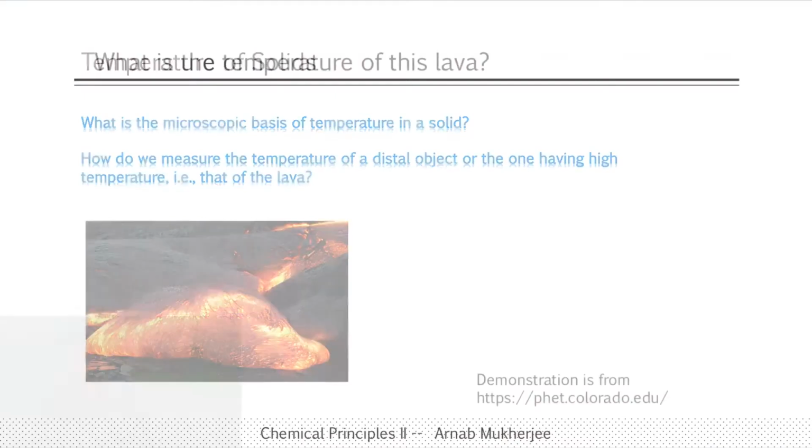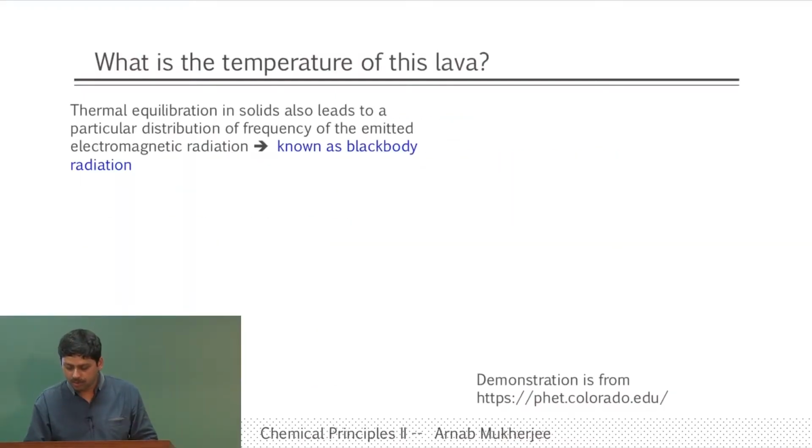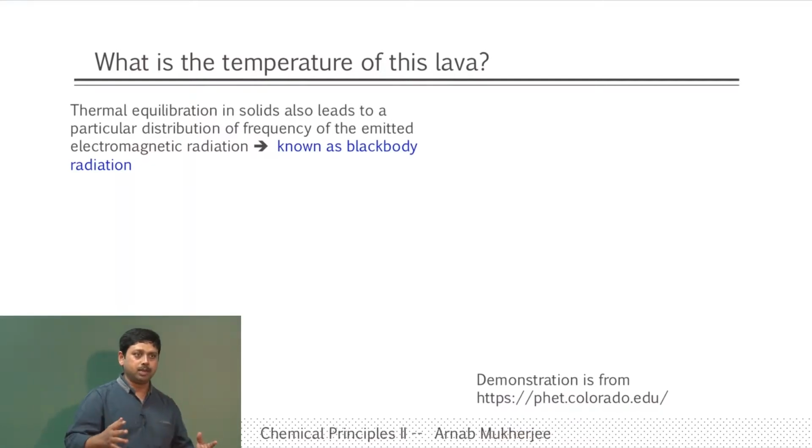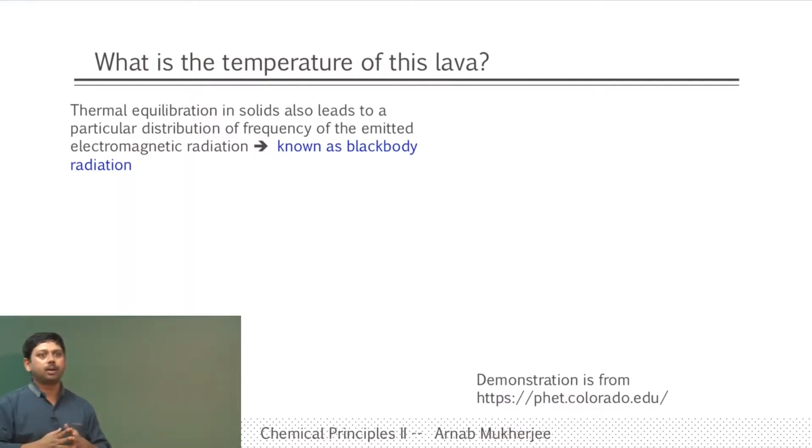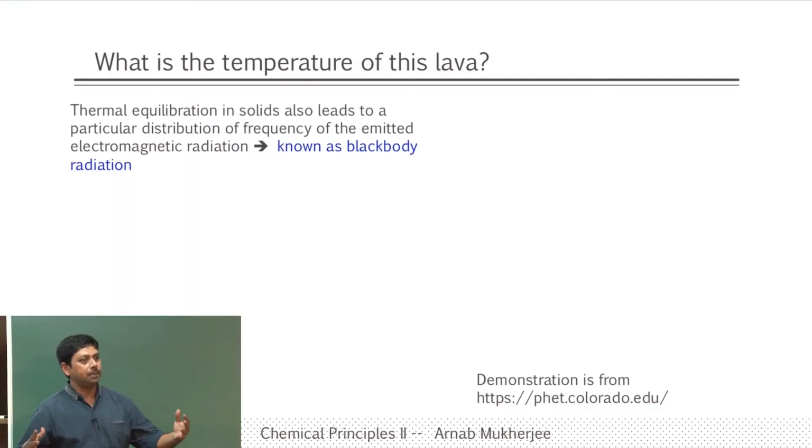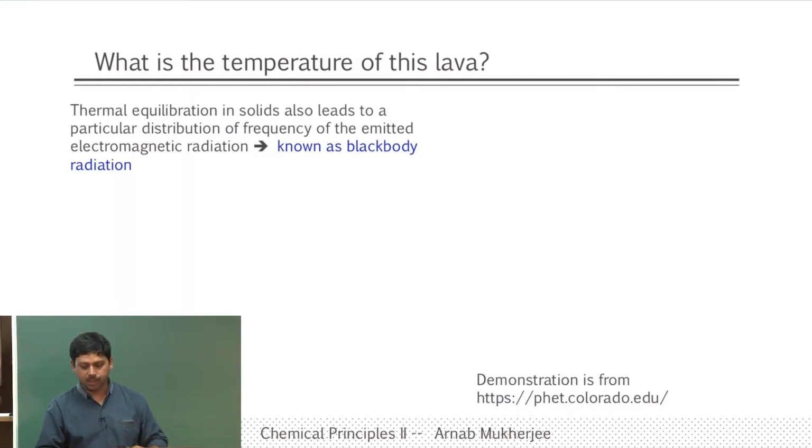and how do we measure the temperature of the distal object? In order to answer these two questions, we have to understand that thermal equilibration in a solid also leads to a particular distribution of frequencies of the emitted electromagnetic radiation, which is known as black body radiation. Similar to our kinetic theory of gases, where we talked about the Maxwell-Boltzmann velocity distribution, here we are going to talk about distributions of frequencies of electromagnetic radiation emitted from the particular object.